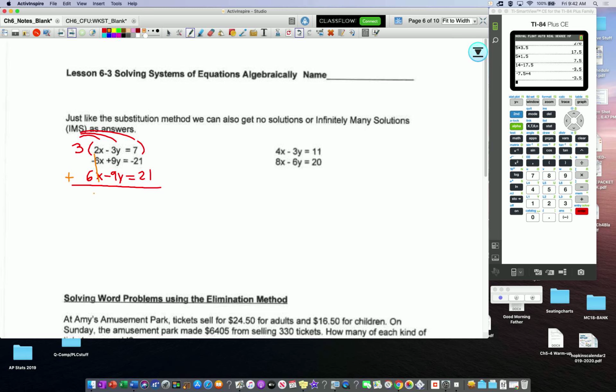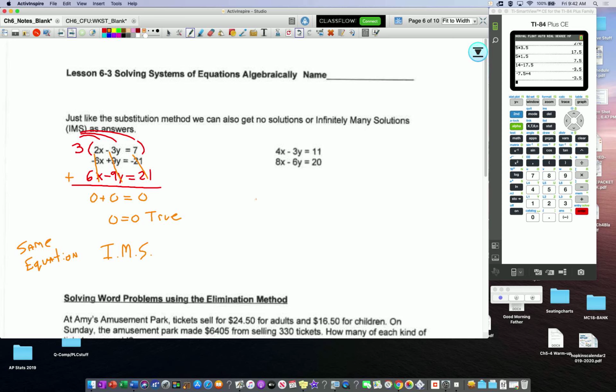Watch what happens. 0. 0. So 0 plus 0 equals 0. Does 0 equal 0? Absolutely. That is true. So if everything cancels out, that means they are the same equation. So if they are the same equation, that means we have infinitely many solutions. Sweet. All right, let's take a look at the second example.